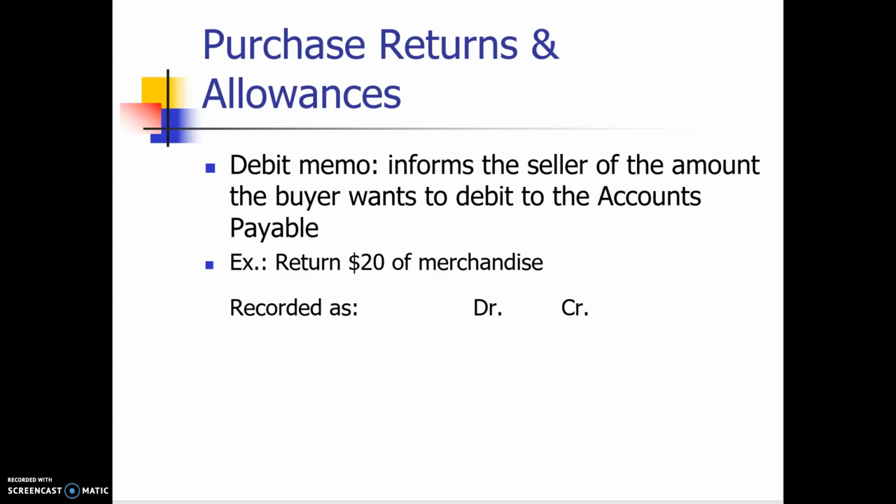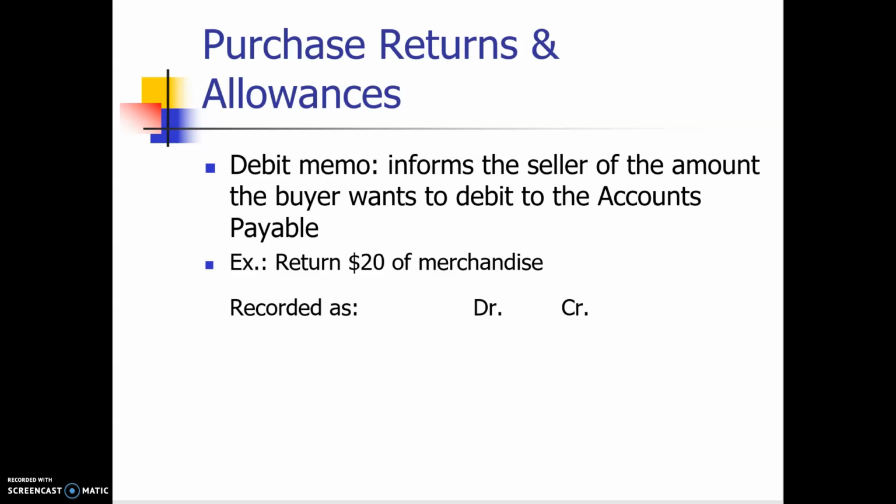Then let's say we decide to return some of the merchandise to our vendor. And so if we bought the merchandise on account, that means our accounts payable is going to go down. Accounts payable is a liability with a credit balance, so it goes down with the debit. The document that shows that we are making a return is called a debit memo, that we are returning merchandise and we will be debiting the accounts payable.